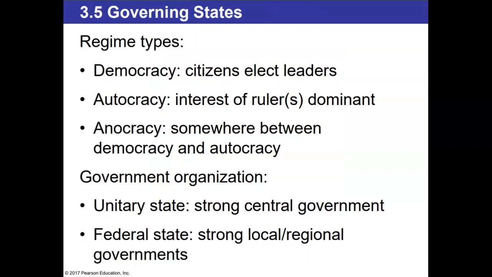The next topic is regime types. These are the types of governments that countries have adopted, and they can be categorized into three different groups. A democracy is where citizens elect leaders, and those leaders can run for office. An autocracy is a country that is run according to the interests of the ruler rather than the people. So oftentimes you hear people talk about dictatorships.